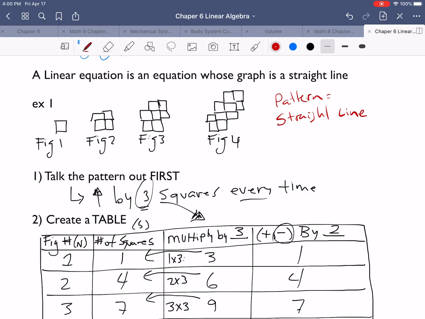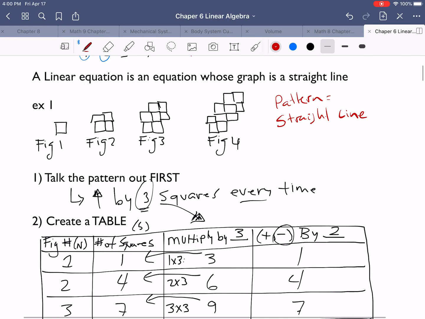So what we have here is a pattern of little blocks, and we start off with 1 right here. And then in figure 2, we've got 4.